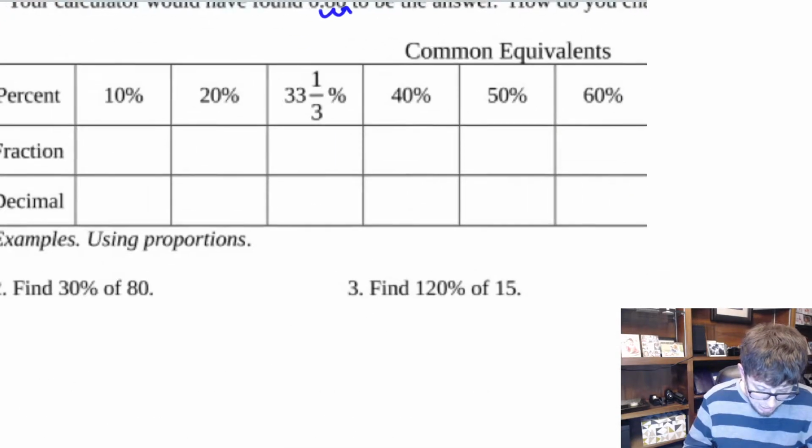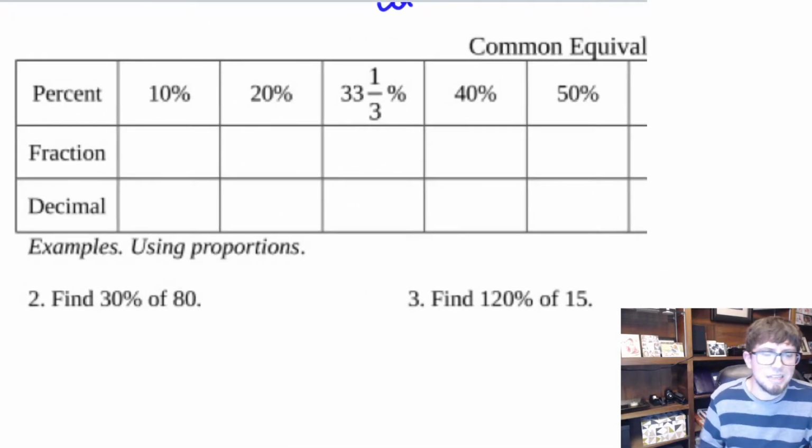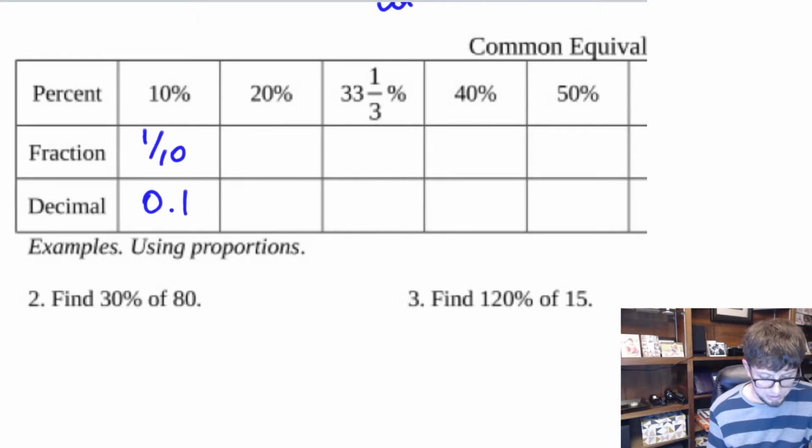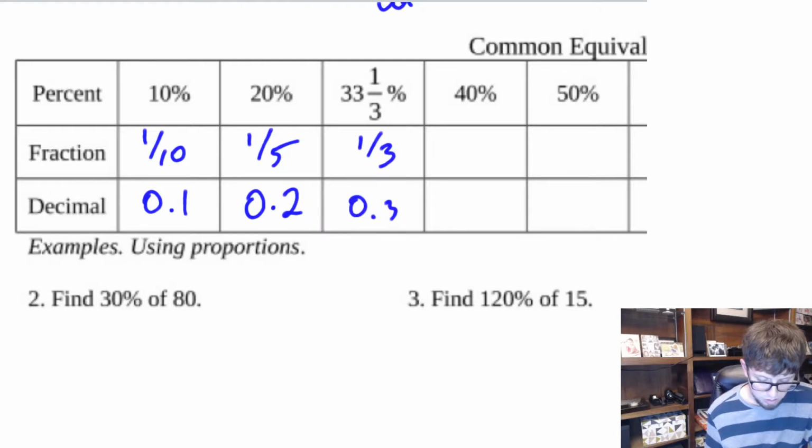Here's a couple of common percentages and their fraction and decimal equivalents. 1/10 is 10%, we write that as 0.1. 20% is 1/5, we write that as 0.2. 33 1/3% is 1/3, we write that as 0.3 repeating. 40% we can write as 2 over 5 or 4 over 10. This is 0.4.